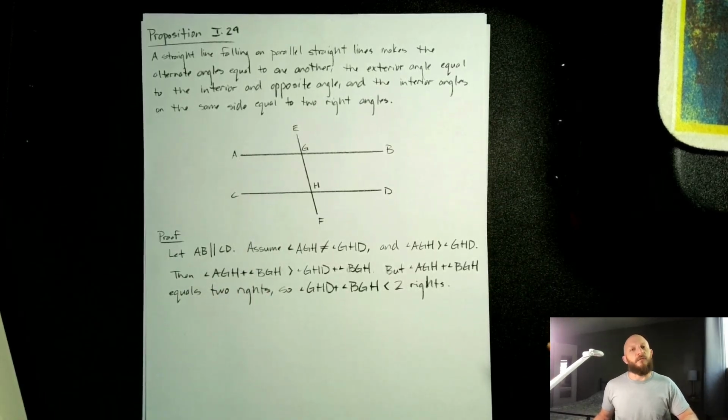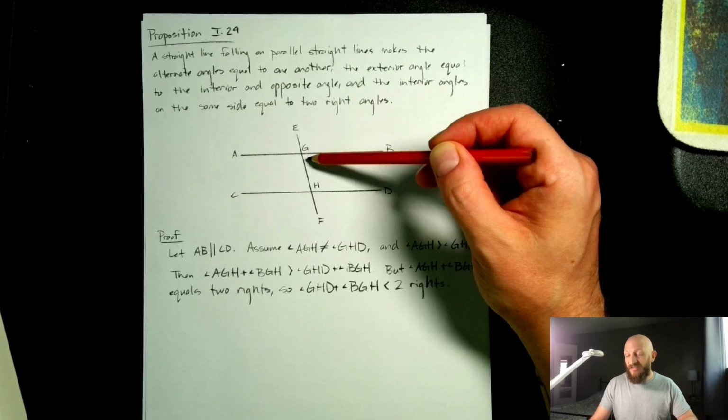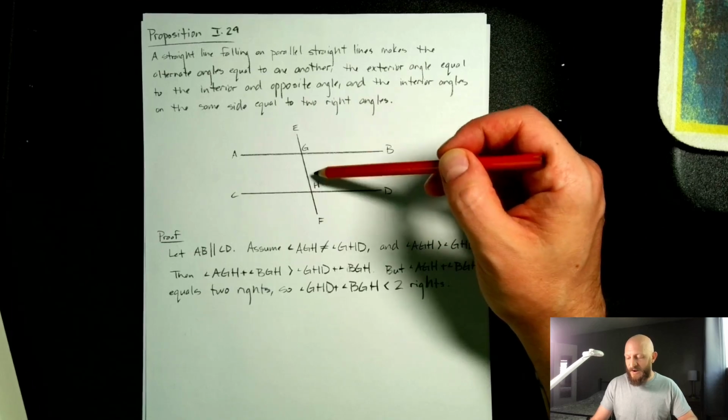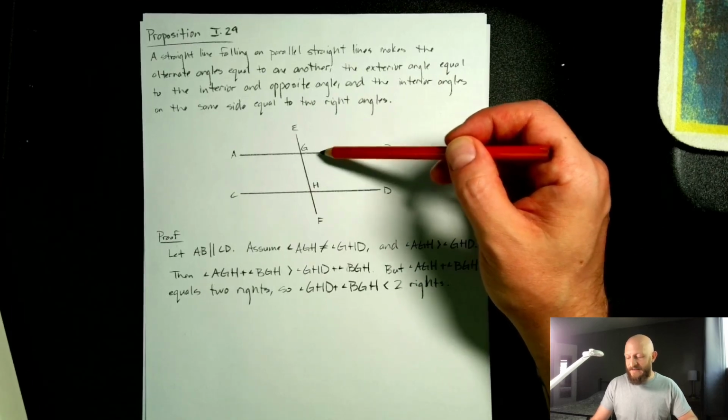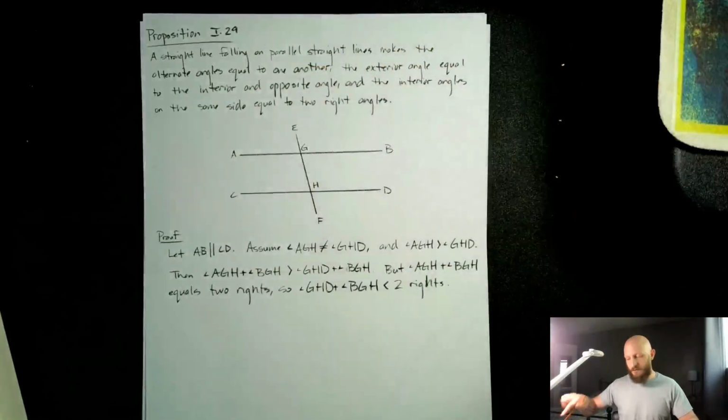Angle GHD plus angle BGH is less than 2 rights, because we're saying AGH plus BGH is 2 rights. And here's where postulate 5 finally comes in, because postulate 5 says that if these internal angles are less than 2 right angles together, then these two lines, AB and CD, meet on that side of the transversal.